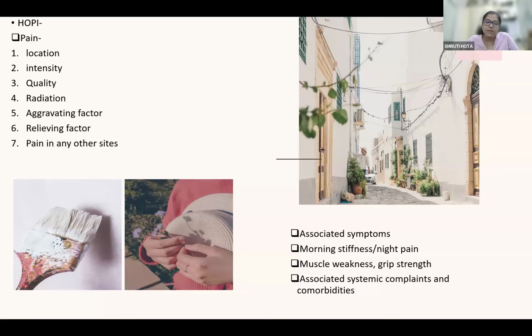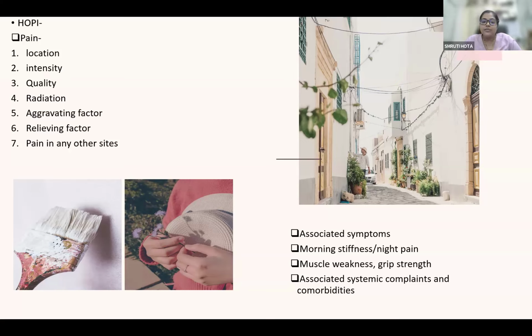Some patients will complain that pain is radiating from the elbow to the wrist, and a few patients complain that pain is present in the elbow and pain is also present in the wrist. So these are two different things that we should differentiate. These are the things that we need to ask about the complaint of the pain. Then, what are the associated symptoms?